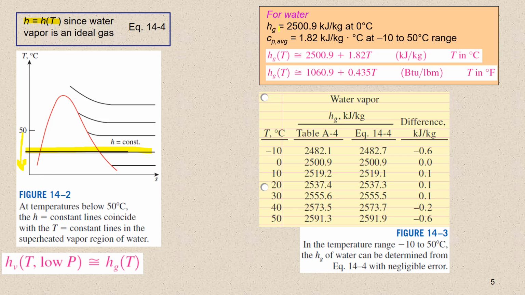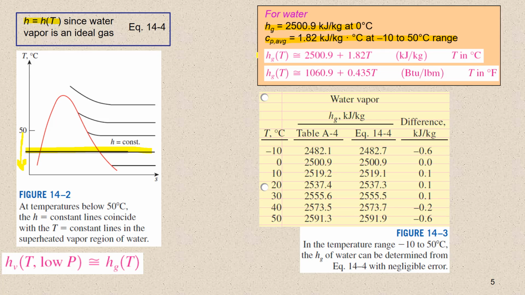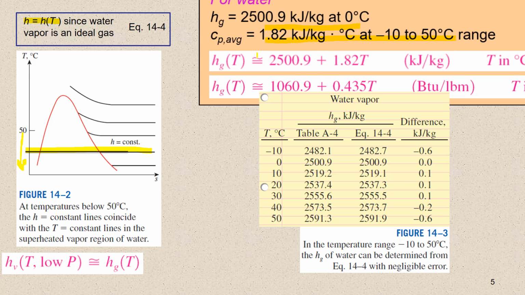The average Cp value of water vapor in the temperature range of -10 to 50 degrees C can be taken to be 1.82 kilojoules per kilogram degree centigrade. Then the enthalpy of water vapor can be determined approximately from the equations given here.